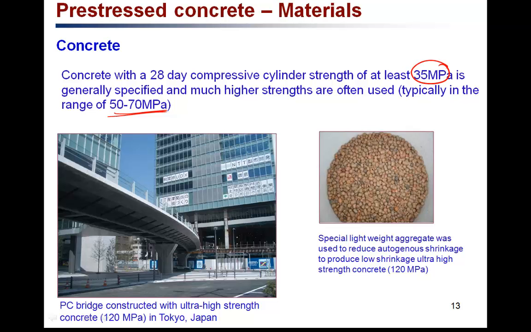And this is an example of a prestressed concrete bridge in Japan, in Tokyo, in the place called Akihabara, and it uses concrete of 120 megapascal. These are called ultra high strength concrete. These ultra high strength concretes were made using special lightweight aggregates, and these were used just to reduce the autogenous shrinkage in the concrete, and they were able to produce concrete with very high strength, almost 120 megapascal.